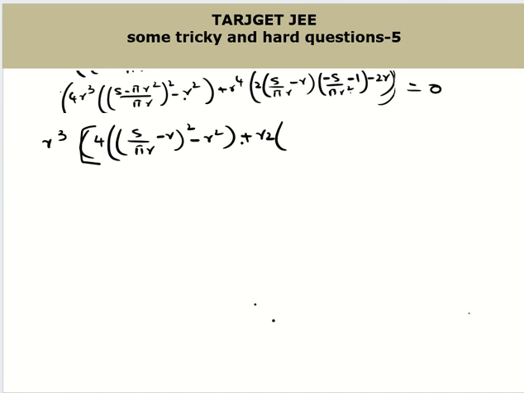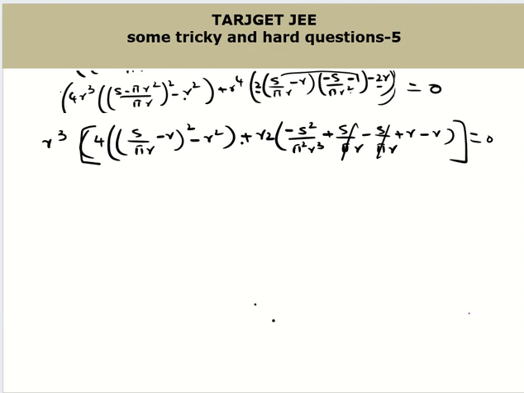s by pi r into minus s by pi r square will give me minus s square by pi square r cube, plus s r by pi r square. So s by pi r. Then this product will give me minus s by pi r, and this gives me plus r, and of course we have a minus r. I pulled out a 2 common, so we have a minus r, and this is equal to 0.